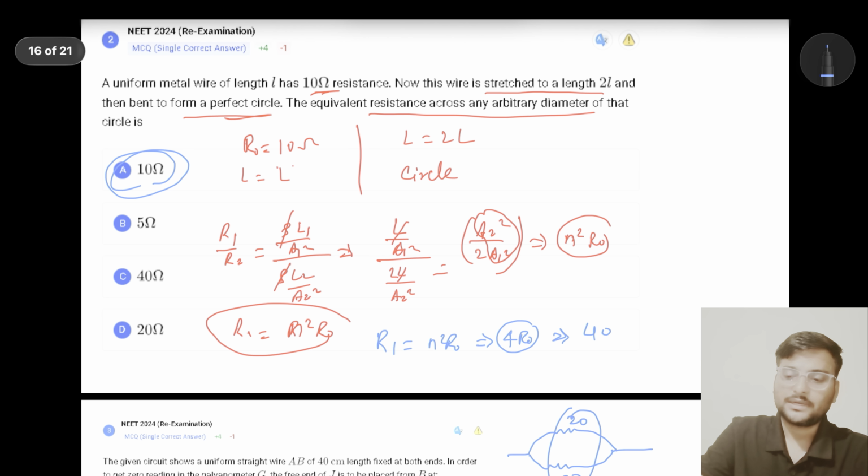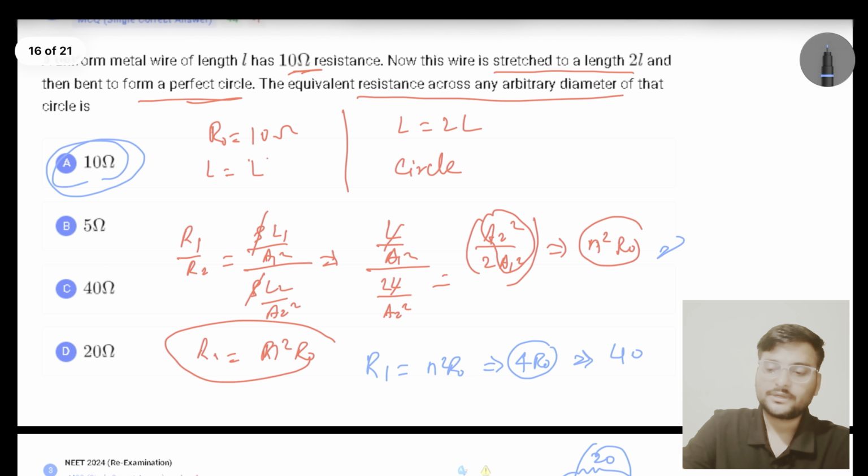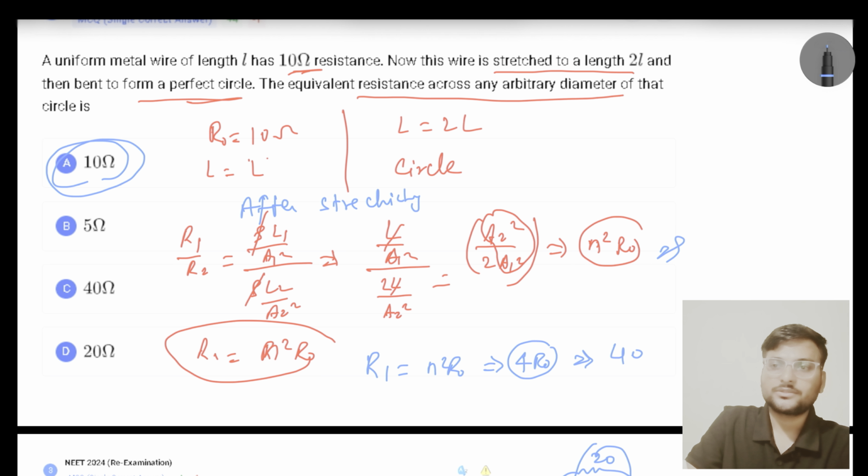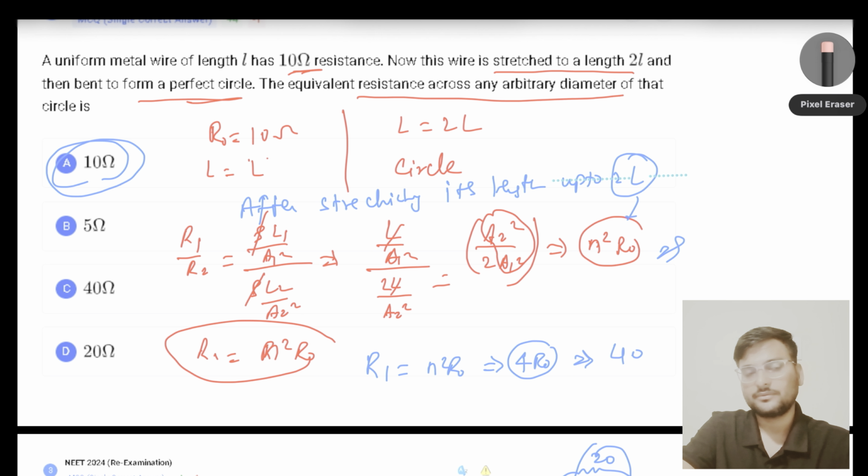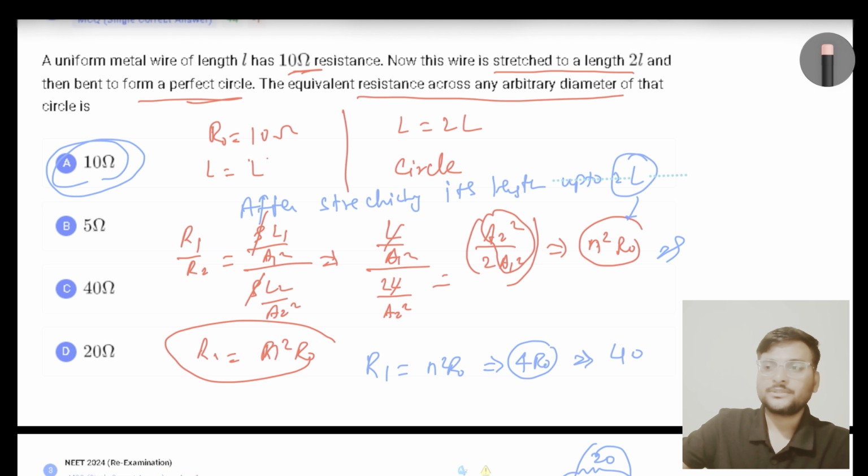So first of all we are getting the relation from here, and after getting the relation we can easily solve the problem. We can say that after stretching its length up to 2L, we are getting this relation. Okay, this is a very basic relation, we have to know this. Okay, now we are going towards the next question.